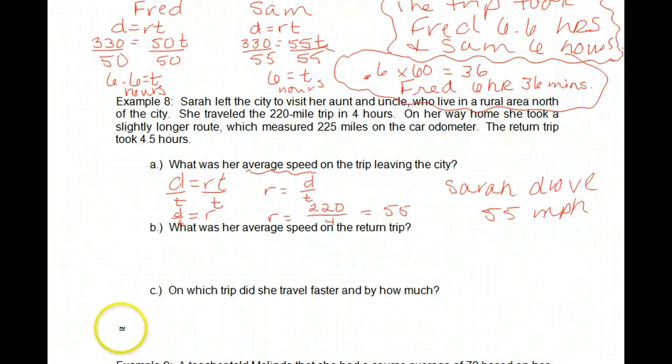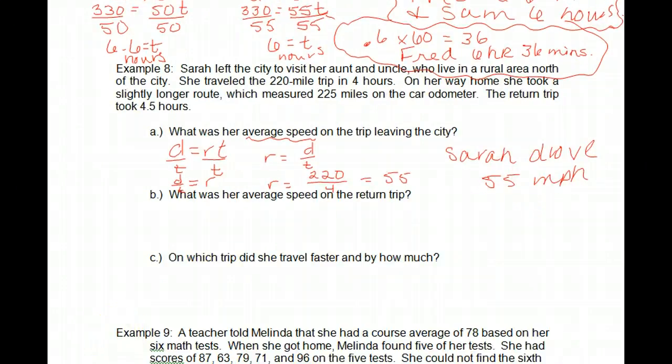So now what was her average speed on the return trip? We can use the formula that we already solved for r, d over t, and plug in her return distance and her return time. Go ahead and pause the recording. When you're ready, go ahead and press play and we'll go over the answer.